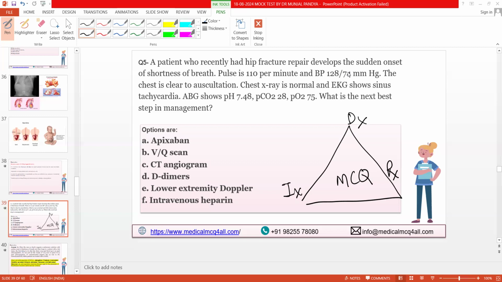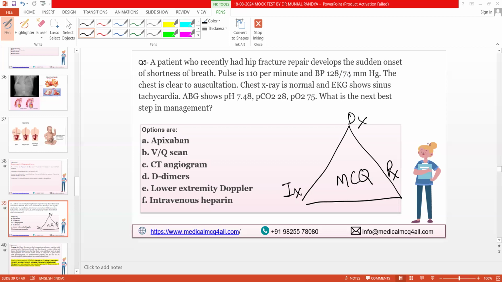We can give all management, and they are asking the best management. So what do you manage the best? You do a VQ scan, apixaban, you want to confirm with the CT pulmonary angiogram, you do D-dimer. If D-dimer is very high, you confirm that, okay, sir, this is pulmonary embolism. Or again, you do the lower extremities.